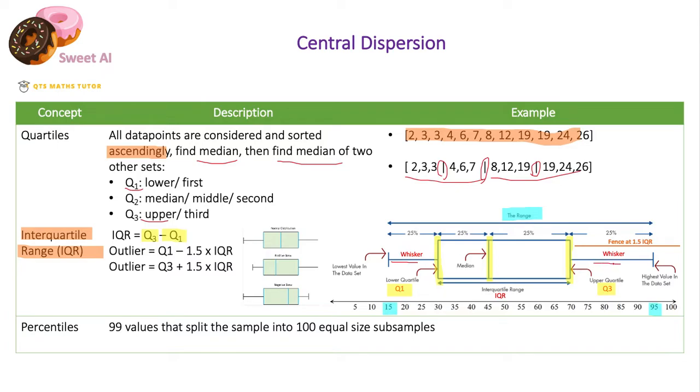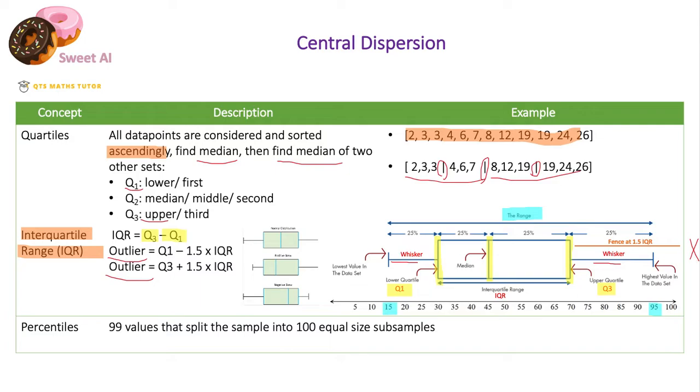And what we can do with this IQR, a common practice, is to set a fence that is 1.5 IQR from Q3 and 1.5 IQR from Q1. Any point beyond that can be considered an outlier. As you see, Q1 minus 1.5 IQR and Q3 plus 1.5 IQR. Any point beyond this is going to be an outlier.